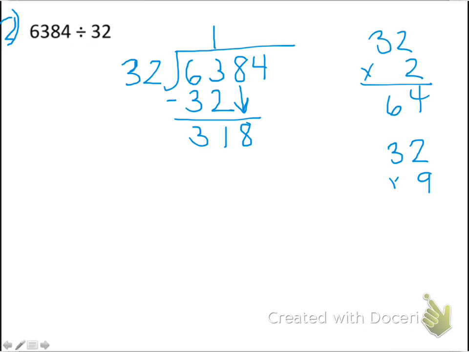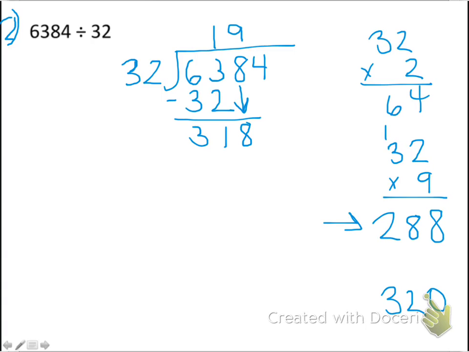32 times 9. 2 times 9 is 18. 9 times 3 is 27, plus 1 is 28. So it seems like it's really small, but I think that's our right answer, because it's the number between 320, which is too big, and 32. I'll put my 9 up here. And then I'm not going to do it again because we just did it down here, so it's 288. 9 times 32.